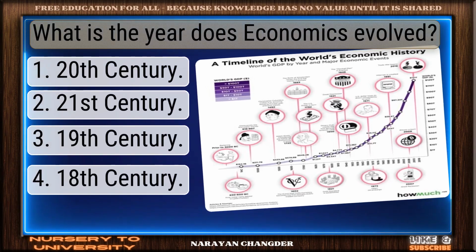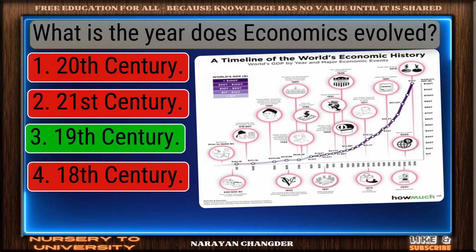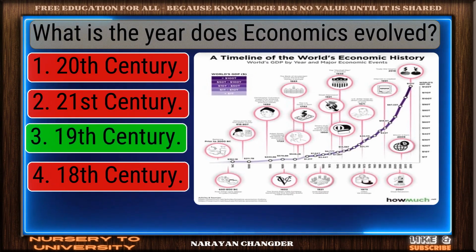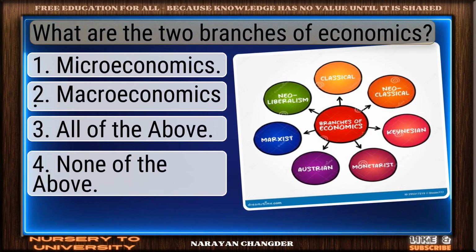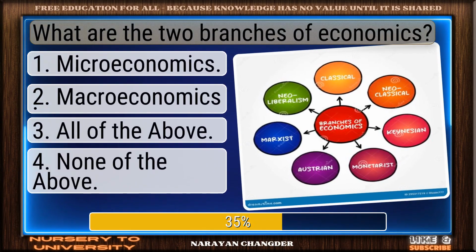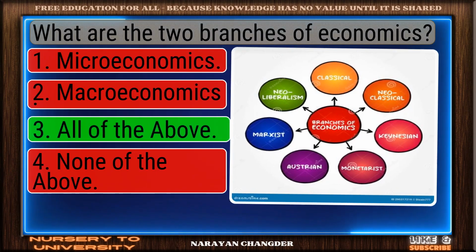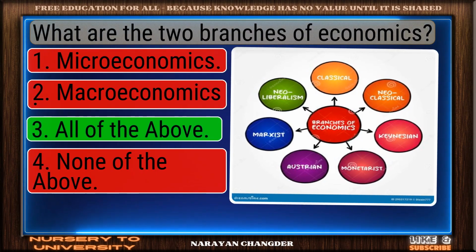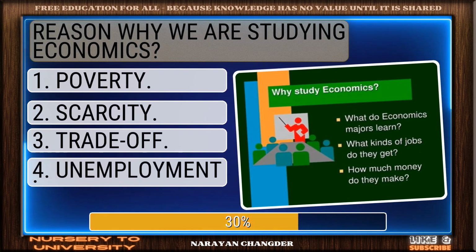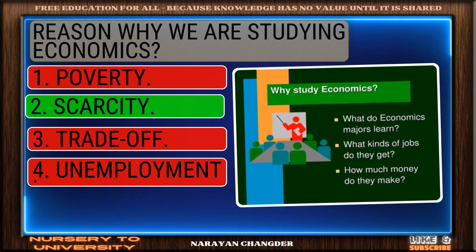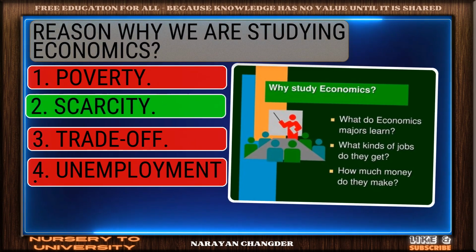In what year did economics evolve? Correct. 19th century is the right answer. What are the 2 branches of economics? Smart move. All of the above is an accurate answer. Reason why we are studying economics. Correct response. Scarcity is the most accurate answer.